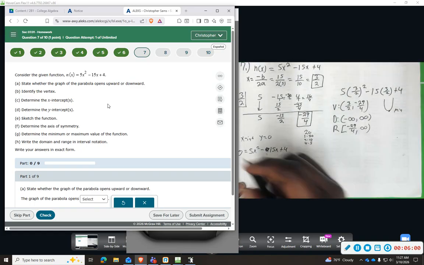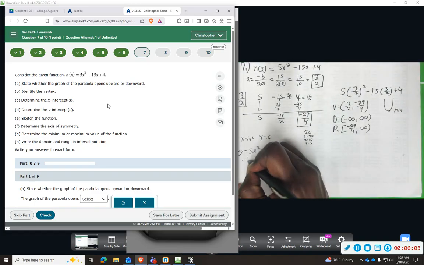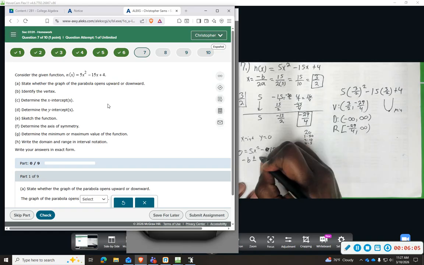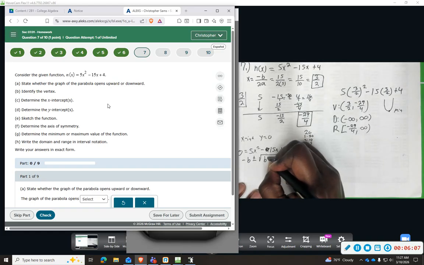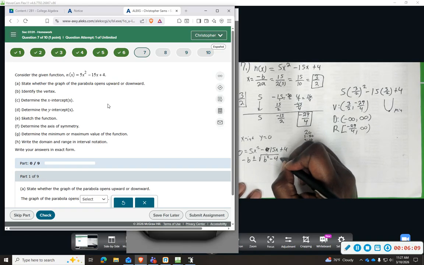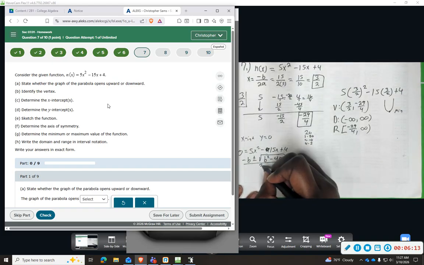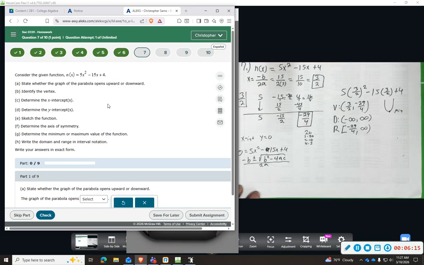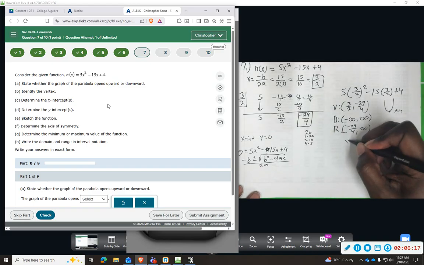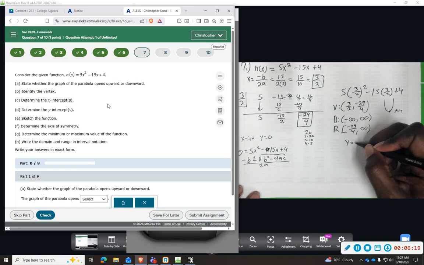So to get my x-intercepts, I have to do negative b plus or minus square root of b squared minus 4ac, all over 2 times a. Okay. Over here, I will go ahead and do the y-intercept. That one won't be bad.